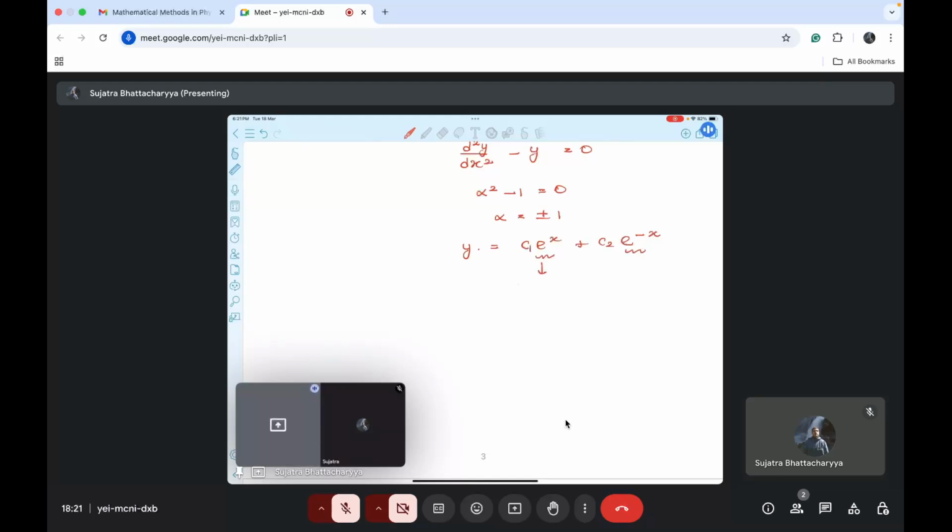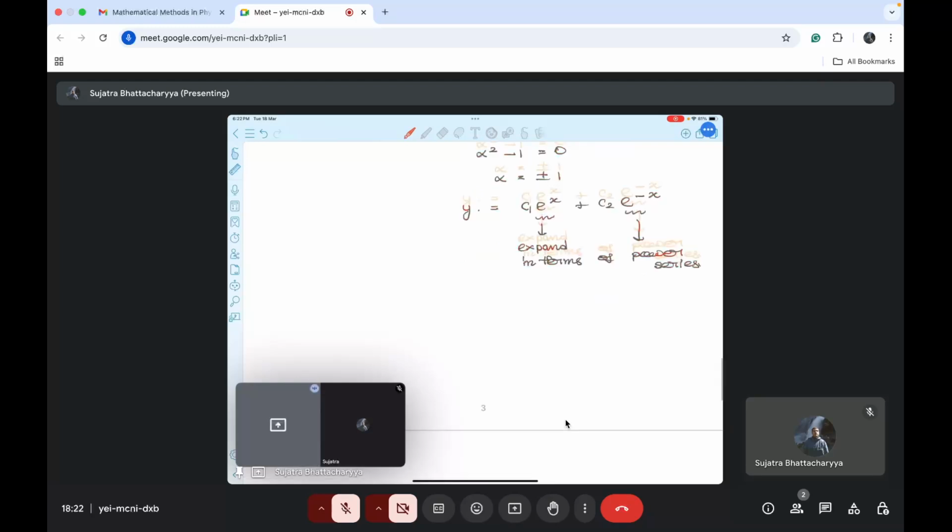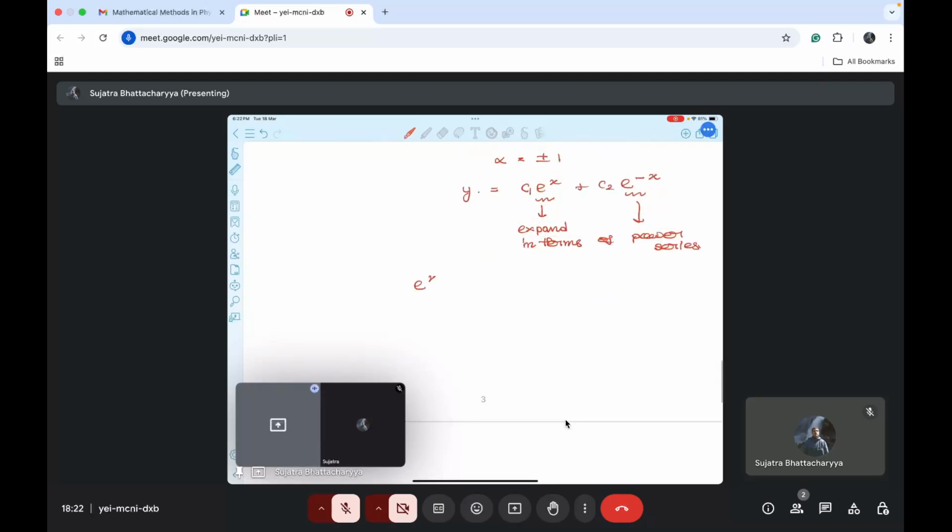Can you expand this in terms of some kind of a power series? Similarly this one. So from our previous knowledge, we know e to the power x can be written as 1 plus x plus x squared upon 2 factorial plus x cubed upon 3 factorial and so on. It will go to infinity.